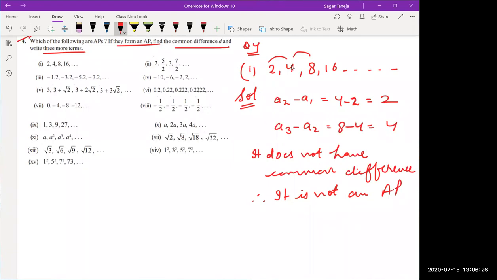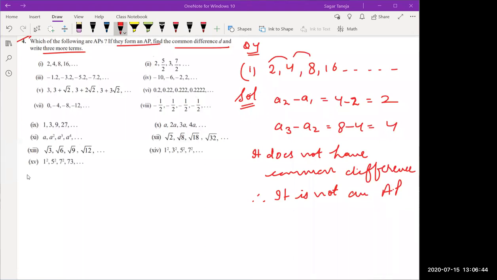I hope this is clear. The second and first term I have subtracted. The third and second term I have subtracted. If the difference is not coming the same, it means it does not have any common difference. I'm talking about common difference. The difference should be the same everywhere. And the difference is not the same. It means it is not an AP. We can't solve further. We have to end it here only.